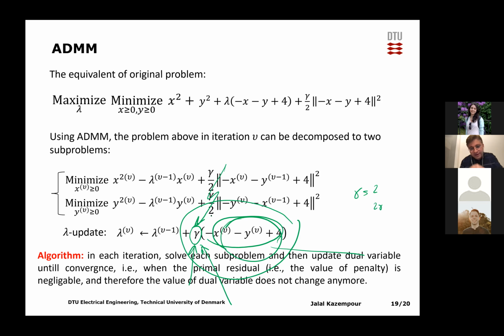But in general, for ADMM, the most challenging thing is to find how to tune gamma. And there is no optimal way for that. It's case specific. You have to see how your model works for different gammas. Am I clear? Is everything clear? Good.